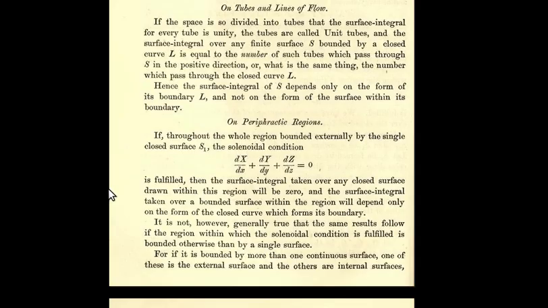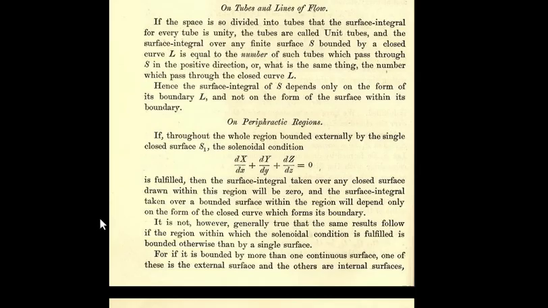On periphractic regions: if throughout the whole region bounded externally by the single closed surface S1, the solenoidal condition dX/dx + dY/dy + dZ/dz = 0 is fulfilled, then the surface integral taken over any closed surface drawn within this region will be 0. And the surface integral taken over a bounded surface within the region will depend only on the form of the closed curve which forms its boundary.